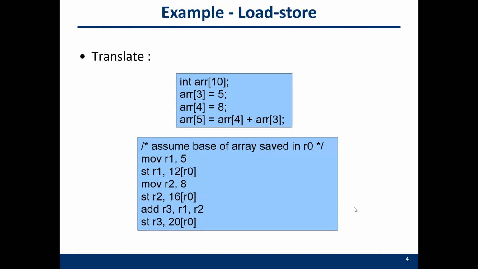So the top part is C language. The bottom part is the assembly language. You can see that for 4 sentences in C language, we have to translate them into 6. So the meaning of this is to take 2 elements in the array and add them together to store the result.